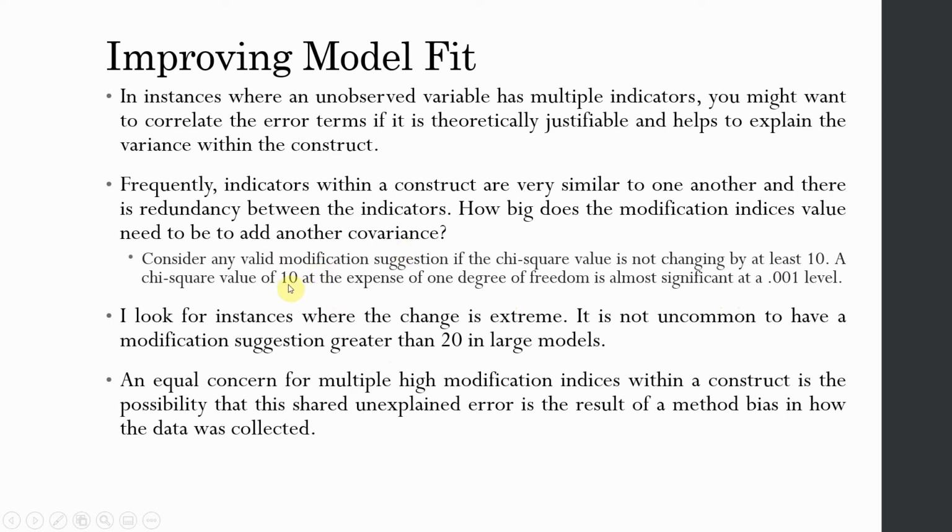is greater than 10. But normally what happens is, in AMOS, the minimum they have kept is 4. Now what I do normally is, I look for instances where the change is extreme. It's not uncommon to have a modification suggestion greater than 20 in large models. So you will have suggestions greater than 20, even 30, 40, 50. An equal concern for multiple high modification indices within a construct is the possibility that this shared unexplained error is the result of a method bias in how the data was collected.